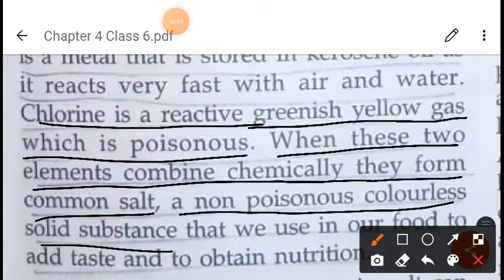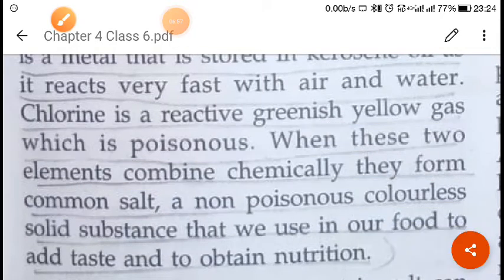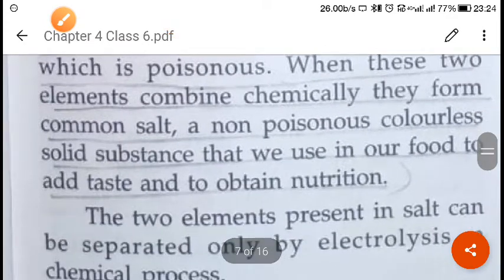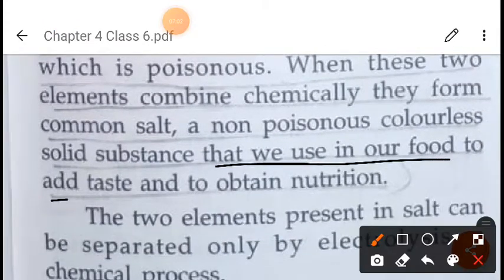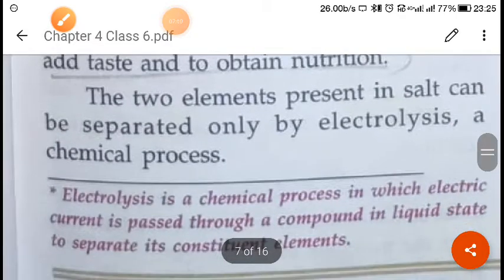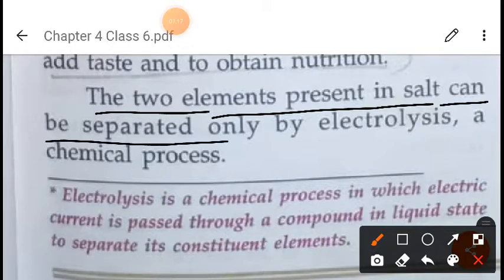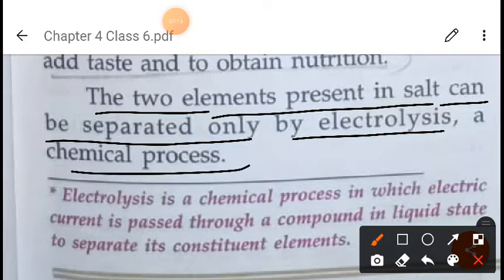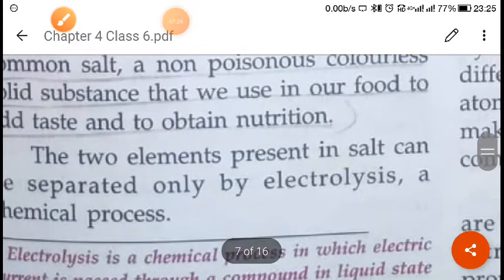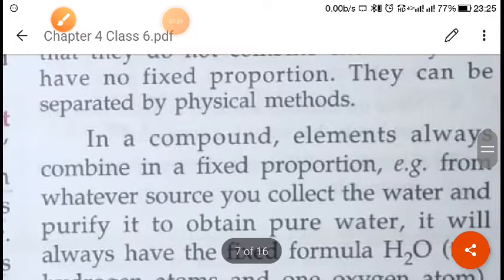Which we use in our food to add taste and to obtain nutrients, right? I hope you have understood this, right? Now as you can see, these two elements present in the salt are sodium and chlorine, right? This can also be separated by electrolysis, a chemical process, not by any physical process, okay? So I hope you have understood this, right?